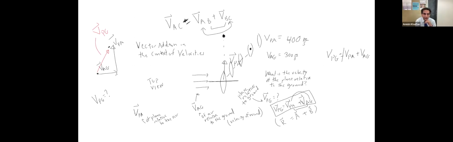So you're saying 700. Well, remember, it's the length of the hypotenuse of a right triangle. These two vectors, VAG and VPA, are not coincident. They're not pointing along the same direction. They're not parallel, so I have to use the Pythagorean theorem. VAG, the speed of the air relative to the ground, is 300, whereas the speed of the plane relative to the air is 400. And I have a right triangle.